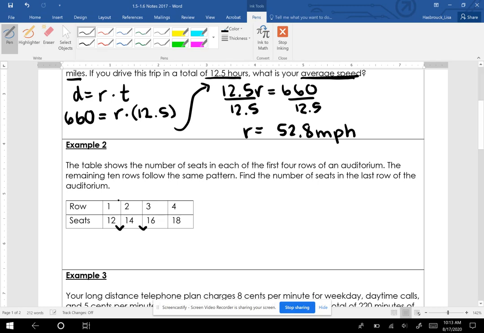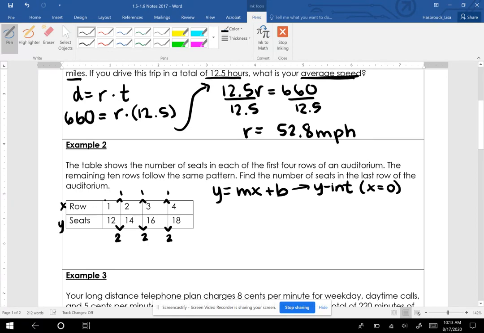If you notice, each row goes up by 1, the number of seats go up by 2. So with each additional row, there's 2 more seats in that row. We're going to write a formula in the pattern of a linear equation. So we're going to think of it as a y equals mx plus b type equation. So recall that in this formula, the b is our y-intercept, or where x equals 0. Our rows are the x, our seats are the y.